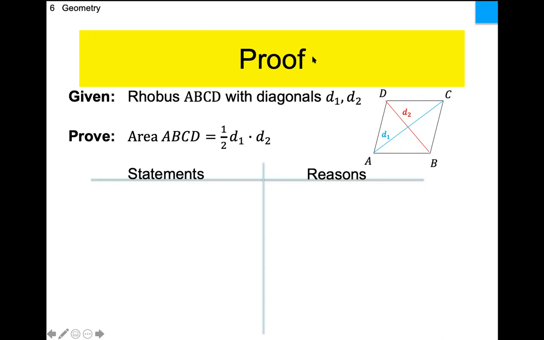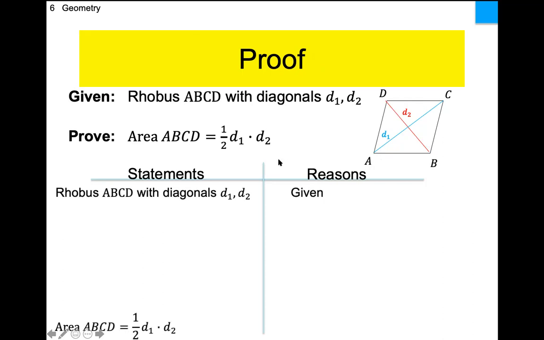You've never seen that before. All right, so let's do this. We've got a rhombus with diagonals D1 and D2. We're going to try to prove that if you multiply the two diagonals together and divide by 2, you get the area of the rhombus. And a rhombus is a parallelogram, by the way.